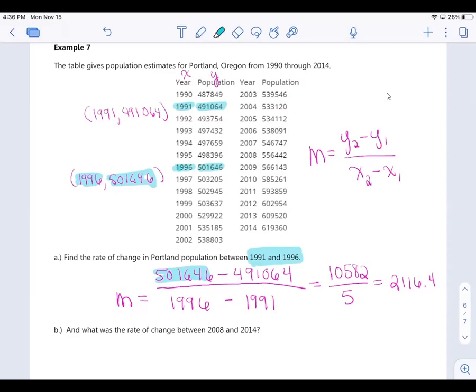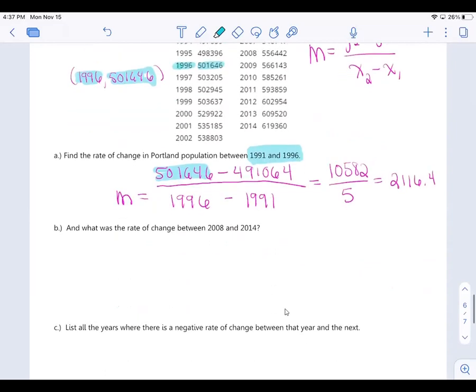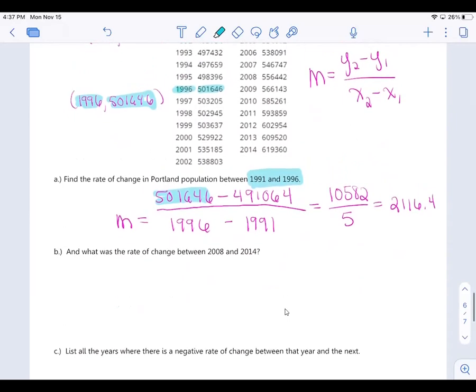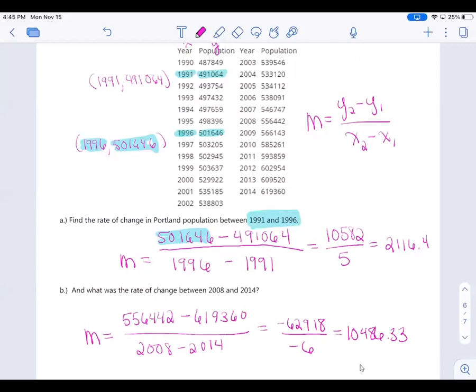So I want you all to do the same thing, but now you're going to do it with 2008 and 2014. And then I want you to attempt C. Talk about C in your breakout rooms too. So I'm going to put you in your breakout rooms again.